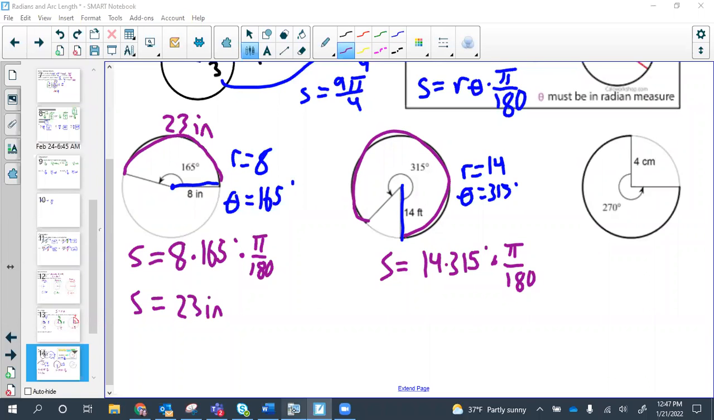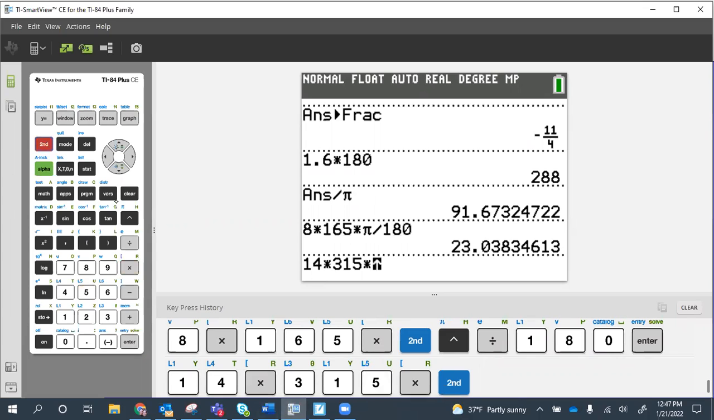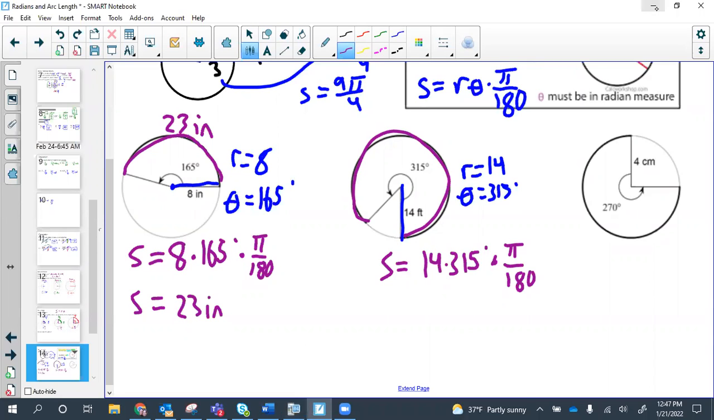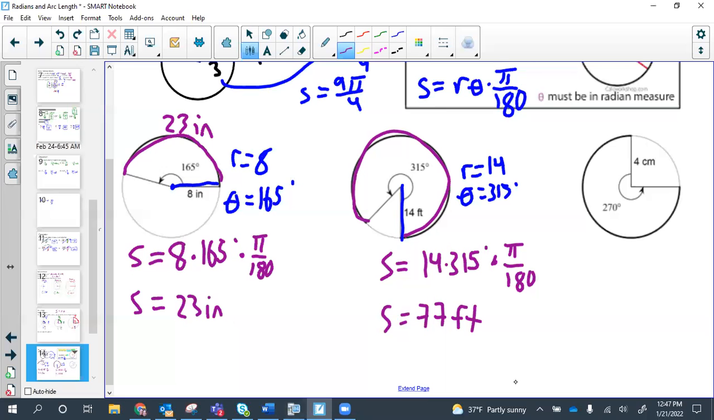So on my calculator, I'll do 14 times 315 times pi over 180. Here's pi over 180. And I get 76.96. That's going to round up to 77. So even though the radius was only 14, going all the way around gives us an arc length of 77 feet. That's how much of the circle we're using, okay? Let me check, I did that right? 77, good.